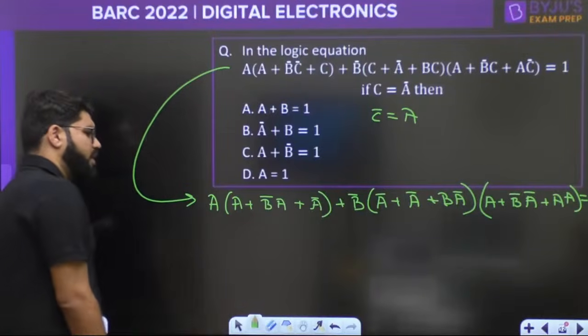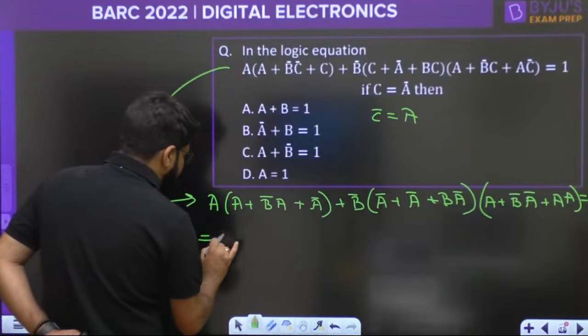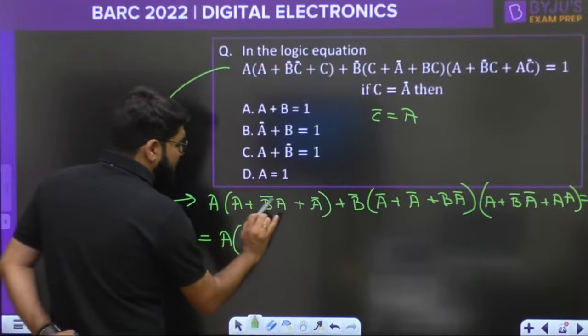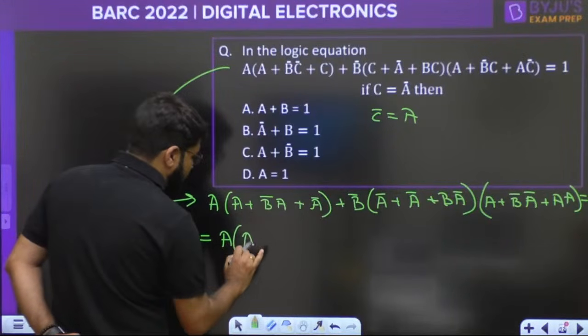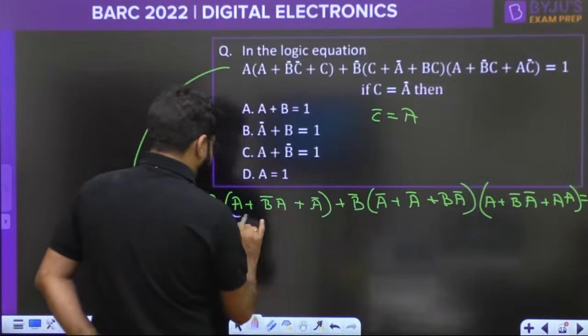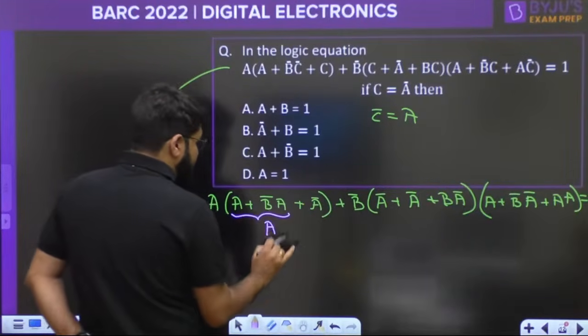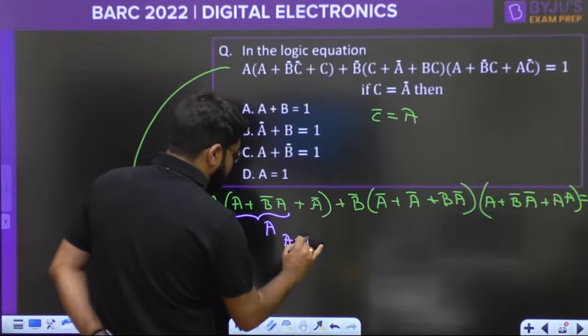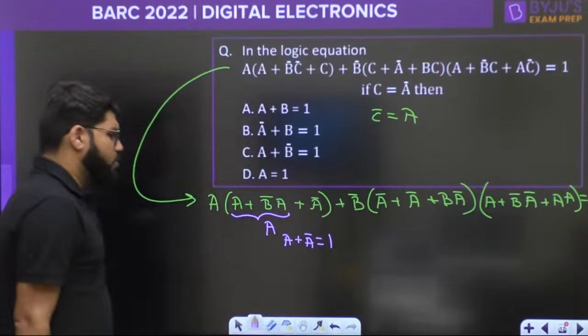So see guys, it's going to relatively become simple. Here, this is equal to A plus A B bar is A. Let me solve it in steps first of all. How much is this one, guys? Note this: A plus AB bar is A. Then you are left with A plus A bar, which will be equal to 1.